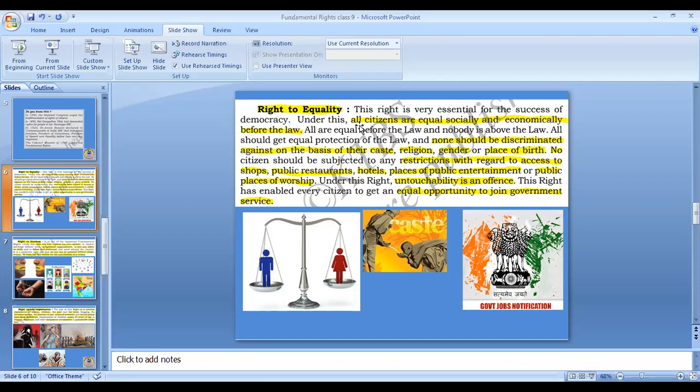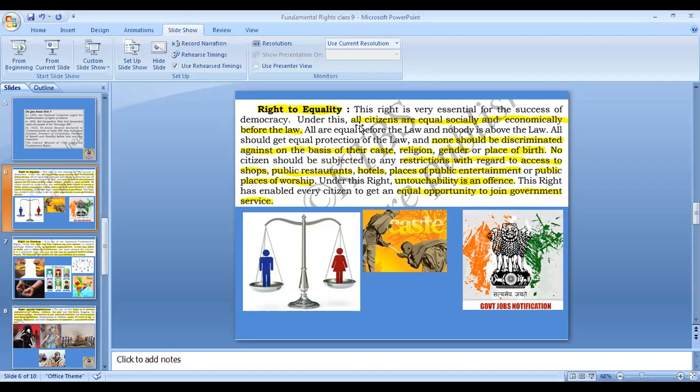Either you are from Kanyakumari or Jammu or Arunachal Pradesh or Gujarat, the Supreme Court treats you equally, and the high courts treat you equally. So that is what your right to equality talks about.